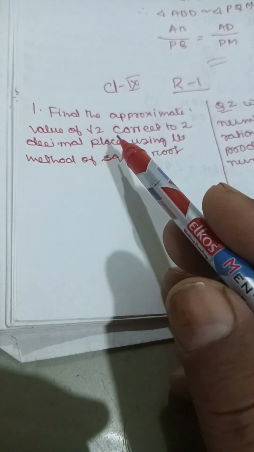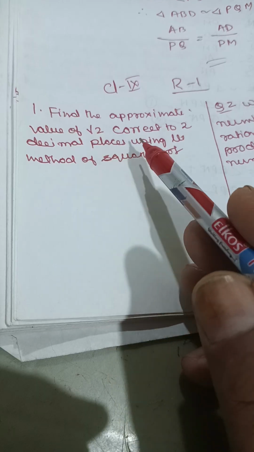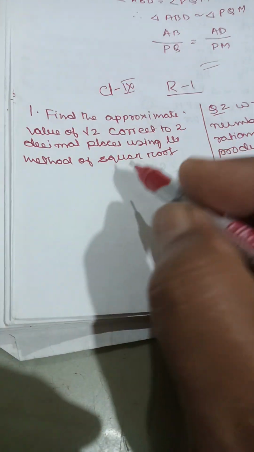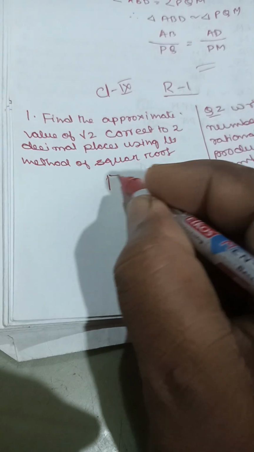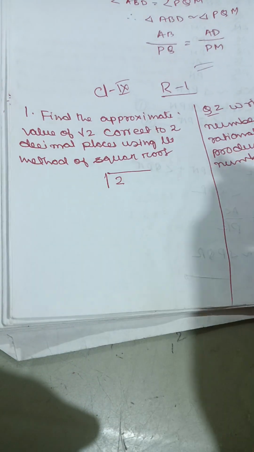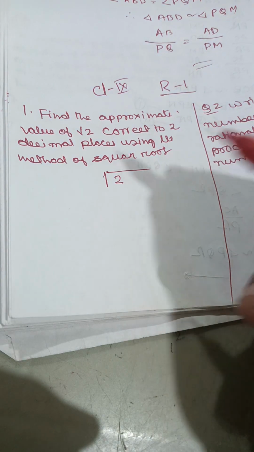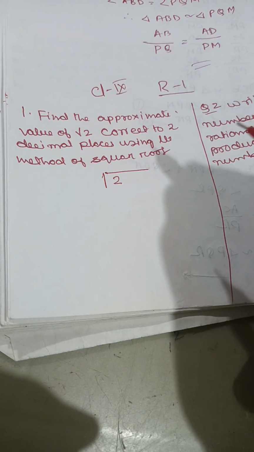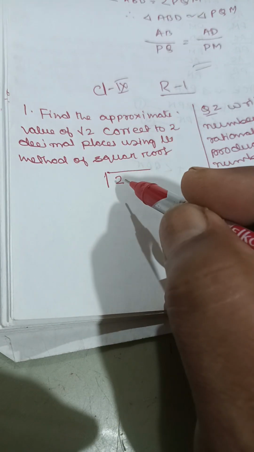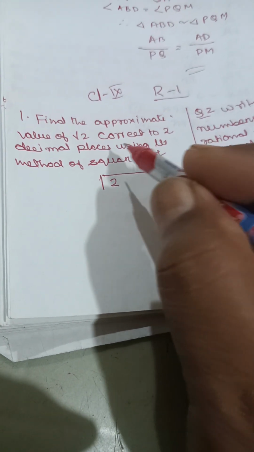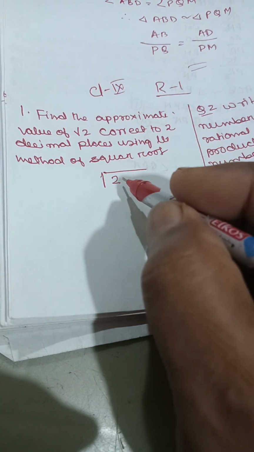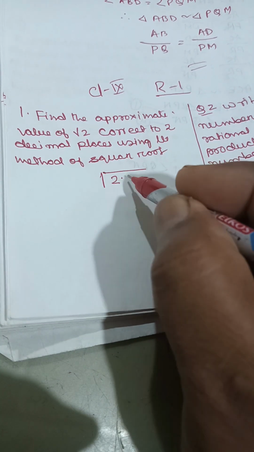Question is: find the approximate value of root 2 correct to two decimal places using the method of square root. So we have to find the square root of 2 actually. We know the square root of 4 is 2, 9 is 3, and 16 is 4, like this. But what is the square root of 2? And the answer should be correct to two decimal places, so the number will be up to two decimals.